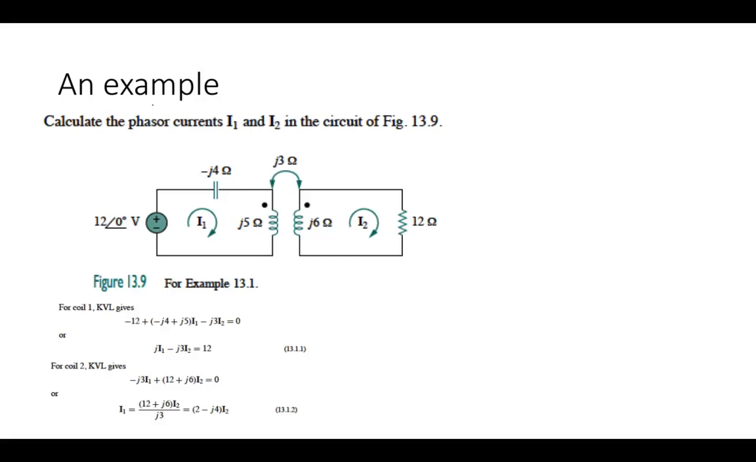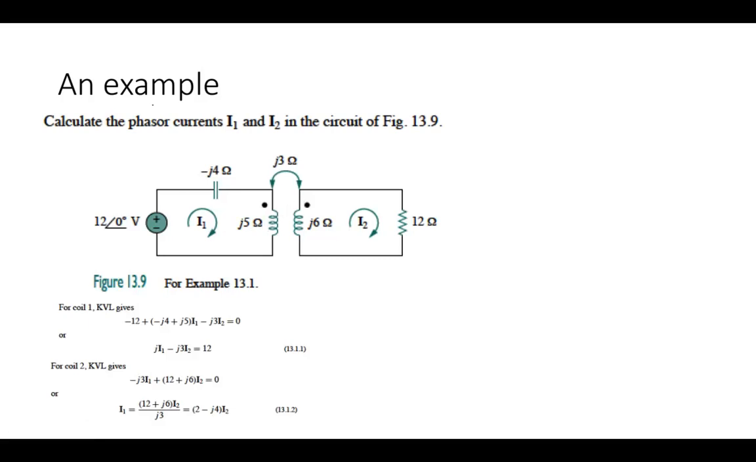Now, if all you had was the circuit on the left, you would write an equation that says minus 12 angle 0 minus J4 times I1 plus J5 times I1 is equal to 0. And that would be your mesh equation if you had no coupled inductance. However, we do have coupled inductance, so we have to take into account the mutual term. So the first thing we want to look at is, as the problem has been set up here, I1 enters the dot here, which means it'll induce a positive voltage over here.